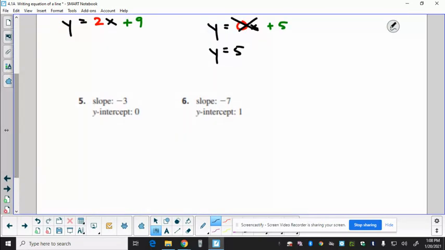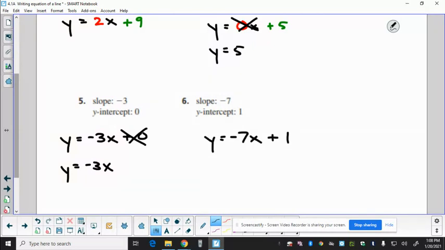All right, let's go down here to 5 and 6, get the idea. So I'm just going to jump right into it. Y equals my slope, x plus b, which is 0. Now, you don't even need that. So you really should probably just write it like this. And number 6, y equals m, which is -7, x plus b, which is 1, and there you go. That easy, actually. But you got to understand the equation of the line.